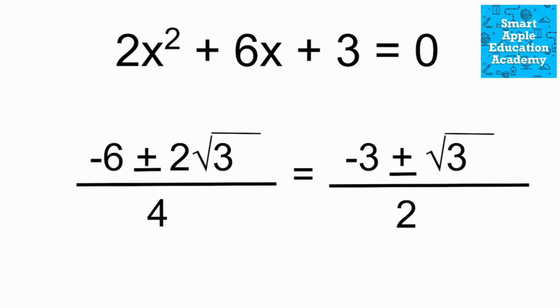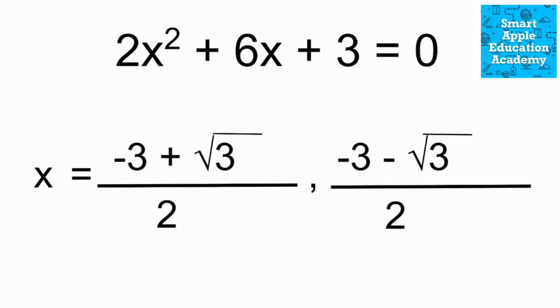Okay, we have solved the problem, and we have figured out that x equals negative 3 plus the square root of 3 over 2, and it also equals negative 3 minus the square root of 3 over 2.